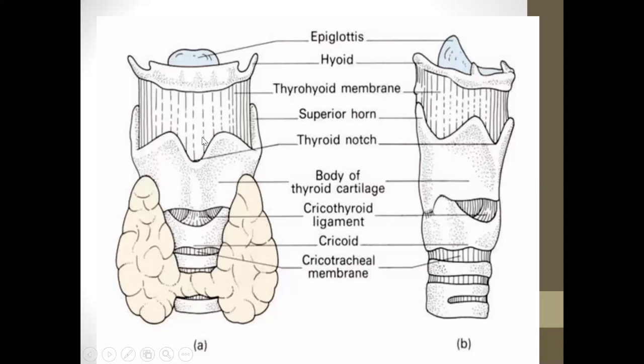This is your thyrohyoid membrane. And on lateral side, we have the foramen, which allows the passage of the internal branch of the superior laryngeal nerve and the superior laryngeal vessels. I think that is all.